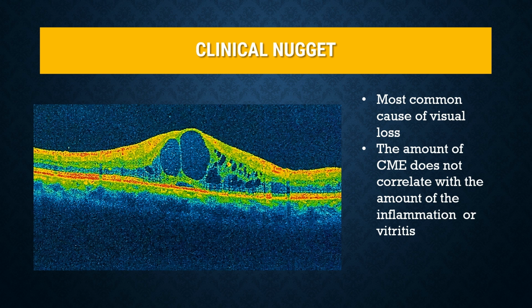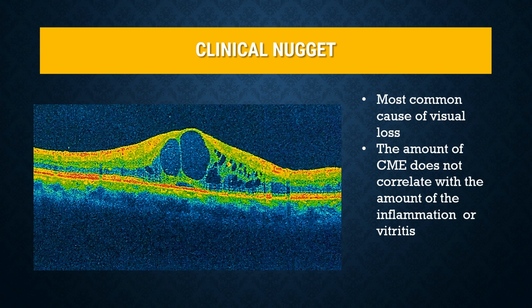When you do an OCT, you're going to see the presence of cystic spaces on the optical coherence tomography test. An important clinical point here is that the amount of cystoid macular edema does not correlate with the amount of inflammation or vitritis.